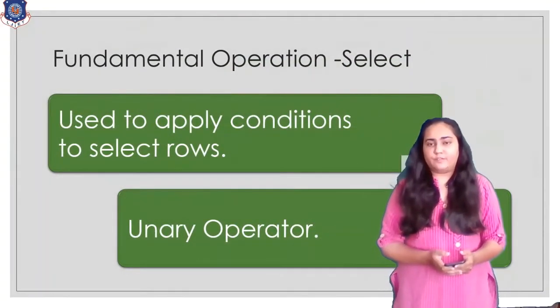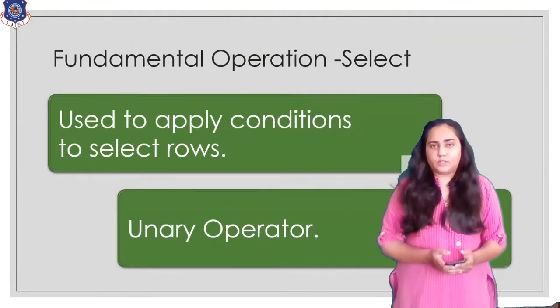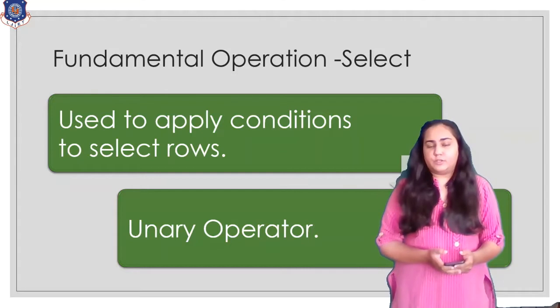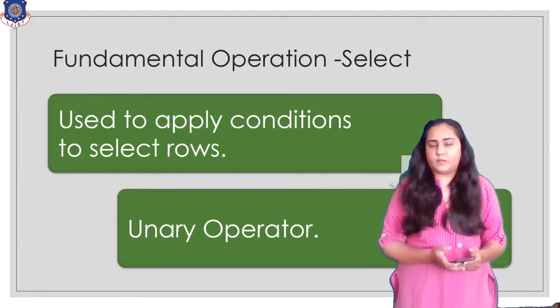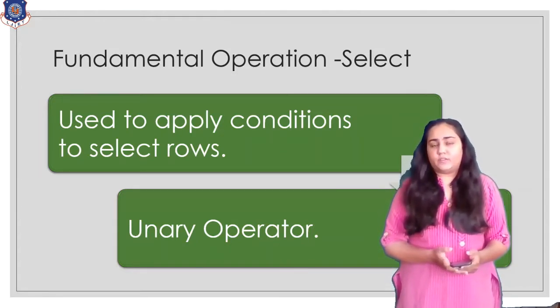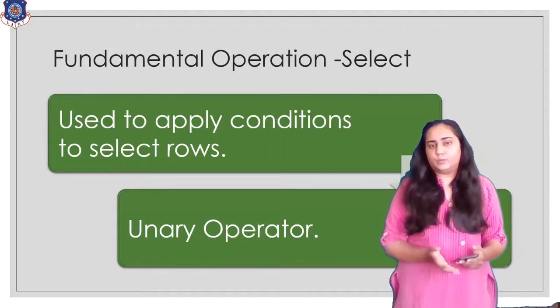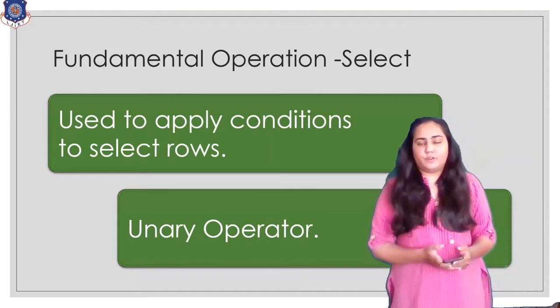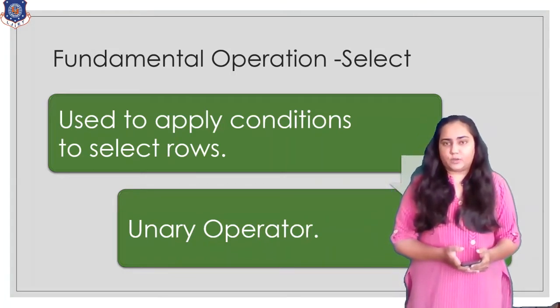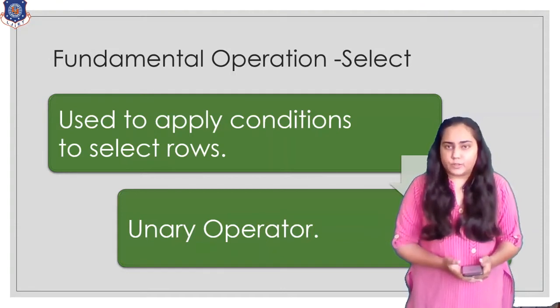Now we're going to begin with the fundamental operations in relational algebra. These are the operations that are essential for the functioning of relational algebra. And there are 6 such operations. I'll be covering 4 in this video and 2 in the later videos. So the first operation is known as select operation. This is used to apply conditions to select rows. Whenever you want to select some rows and eliminate certain rows based on some condition, then you will be using the select operation.